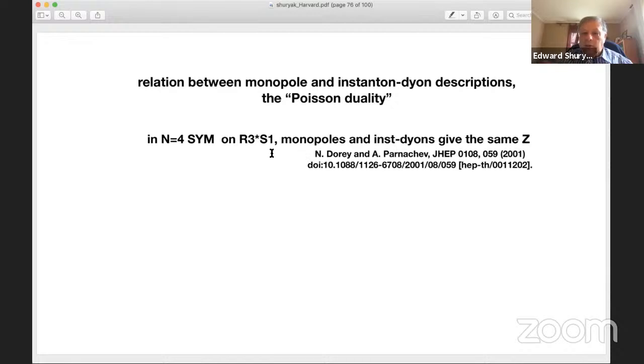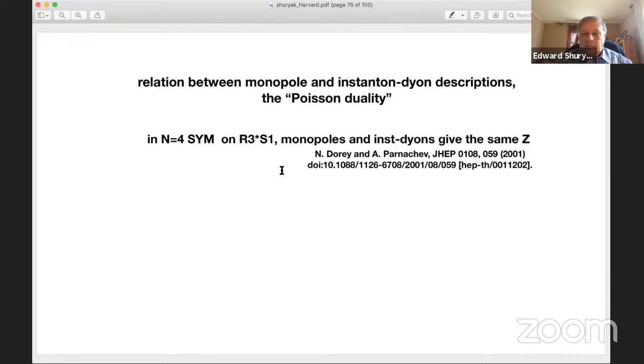Now, this theory also has these instanton-dyons. So you can go and calculate in terms of instanton-dyons, and he gets two very different formulas. He couldn't sum it to the end, but he noticed that the two formulas are related by this Poisson duality. So it means you should either use this language or that language and not mix them together.